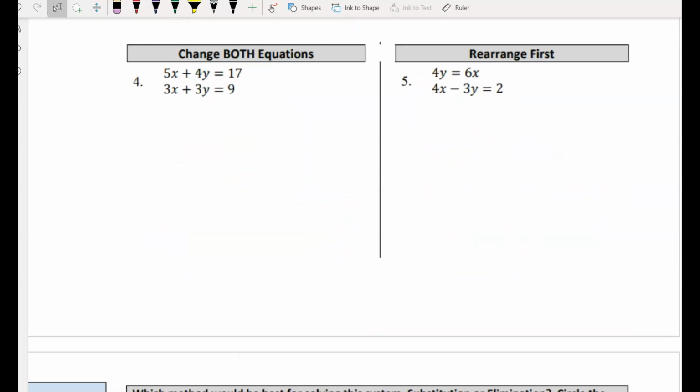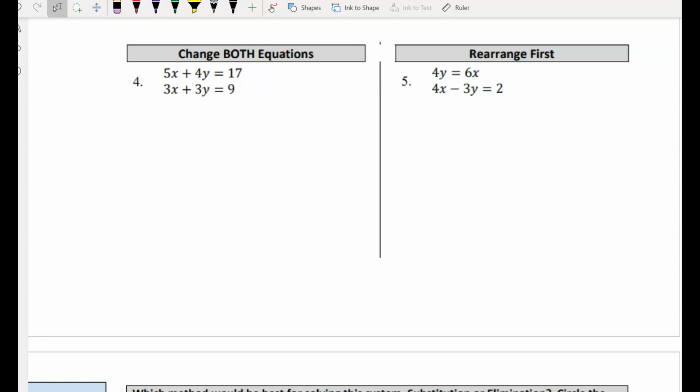The worst case scenario is when we can't just multiply one of the equations to eliminate a variable. Sometimes we have to multiply both equations by a number to eliminate one of the variables. But remember, the thing you're looking for in all cases is opposite coefficients on the variable that you want to eliminate. So if I look at 5 and 3, the coefficients of my x's, there's not a nice pretty number that I can multiply by and get the opposite of one of those. Same thing for the 4 and 3 on the y's.